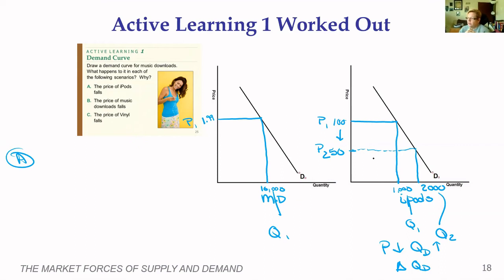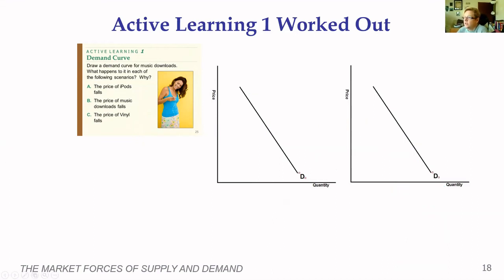iPod's price falls. What's going to happen here to music downloads? It's going to shift outward and to the right because these people need music to play on their new iPods. Notice the price stays the same in the short term, and we shift out to D1. Is this a change in demand or a change in quantity demanded? You're right if you said this is a change in demand. Okay? All right. Erase that, and let's go to the next one.